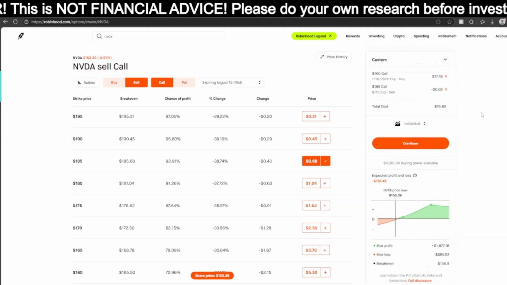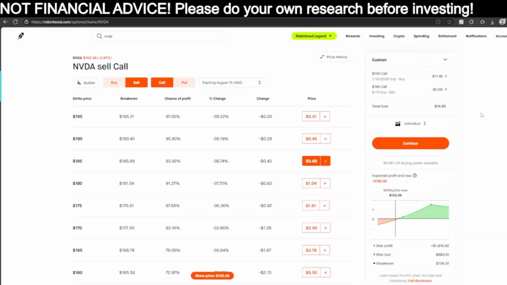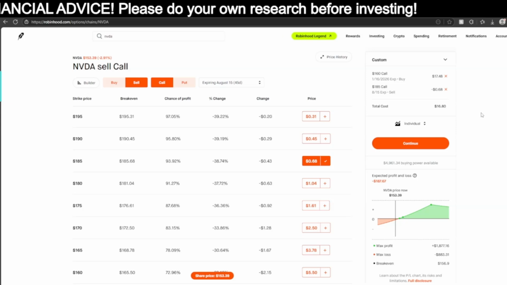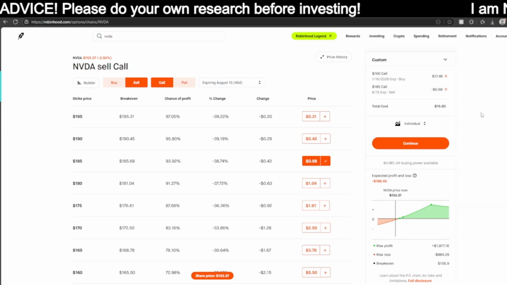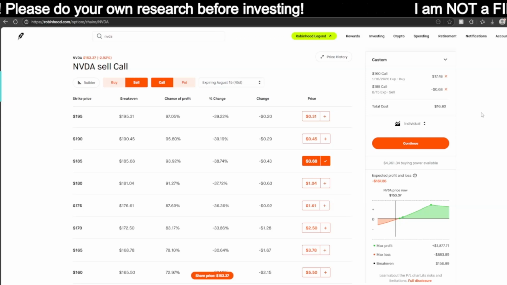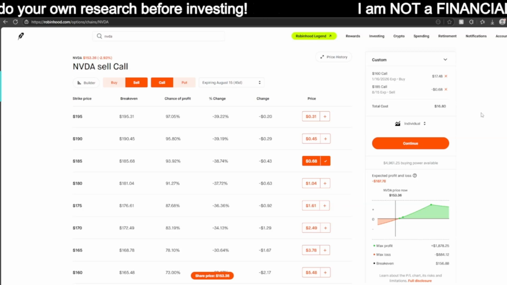So the difference again between the calendars and the diagonals. Calendars, you're buying the same strike price, just one is a sold option, one's a bought option. The diagonals have two different strikes here.